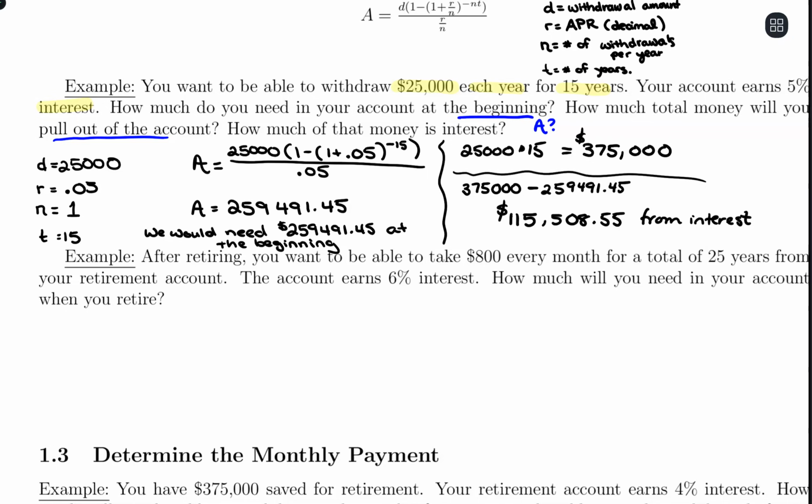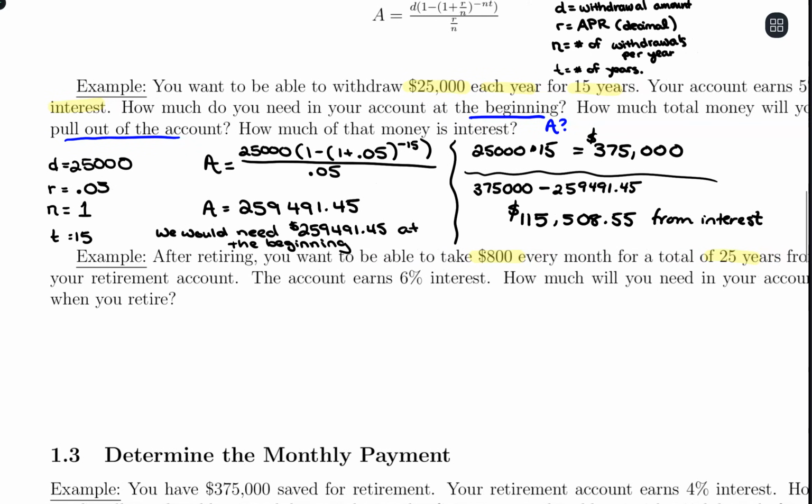After retiring, you want to be able to take $800 every month for a total of 25 years from your retirement account. The account earns 6% interest. So how much will you need when you retire? So we're looking for A. We don't know what A is. We want to withdraw $800 every month. So D is 800, N is 12 since it's monthly, T is 25, and with a 6% interest rate, R equals 0.06.